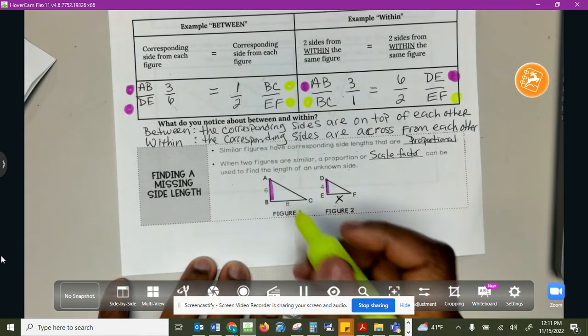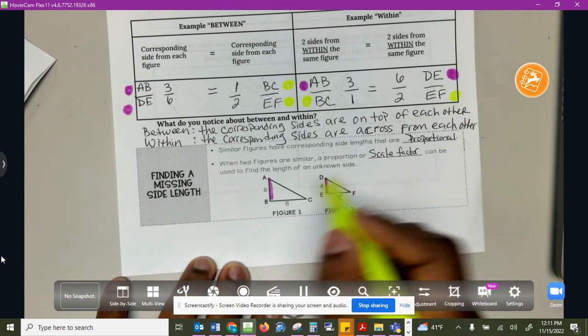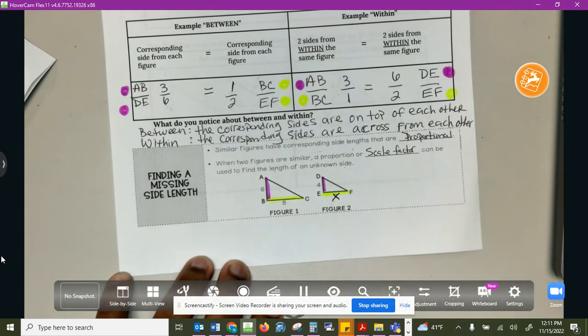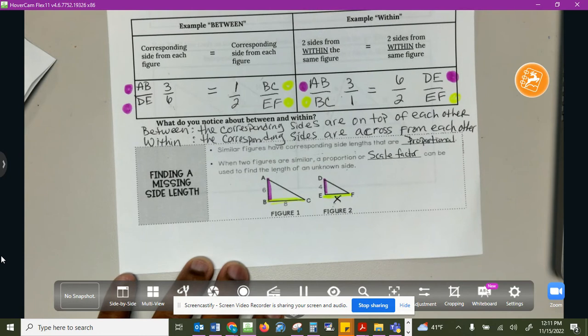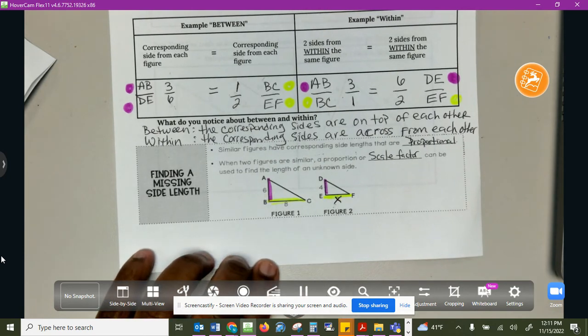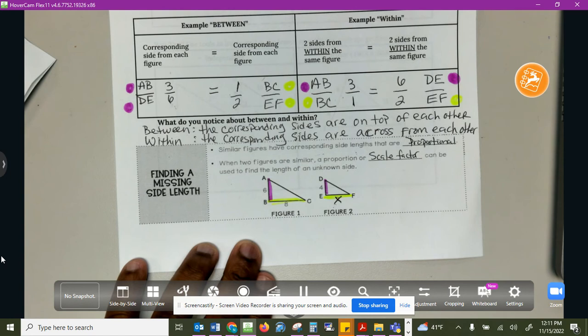So I know this side goes with that side. So AB goes with DE. BC goes with EF. And I'm going to stop there because those are where my numbers are, and that's what I need to use.